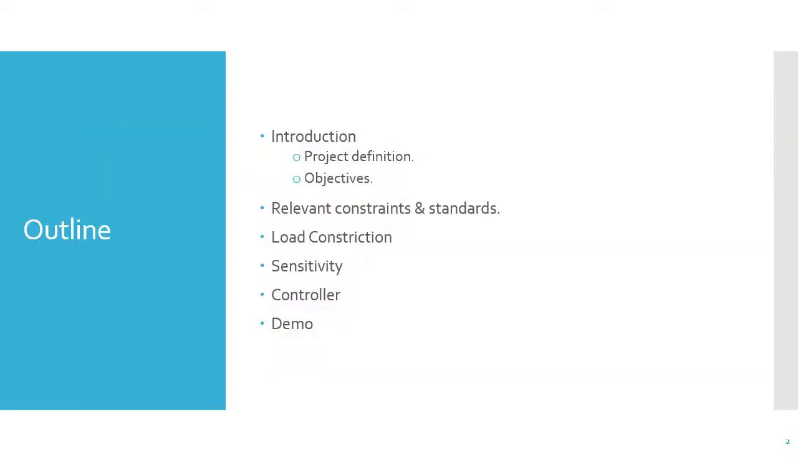First, let's talk about our outline. First, we will talk about the introduction, a quick definition of this project and some objectives. Then we'll talk about some relevant constraints and standards that we should follow. Then we'll talk about our load construction and the sensitivity. Then we'll address our suggested controller that should be implemented in the demo.